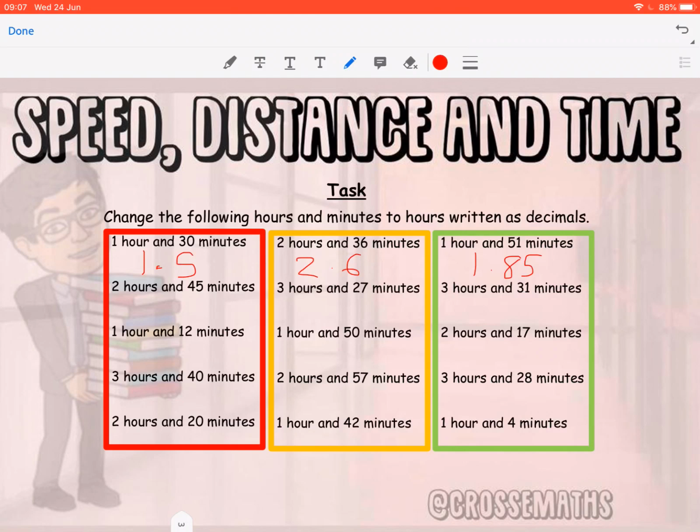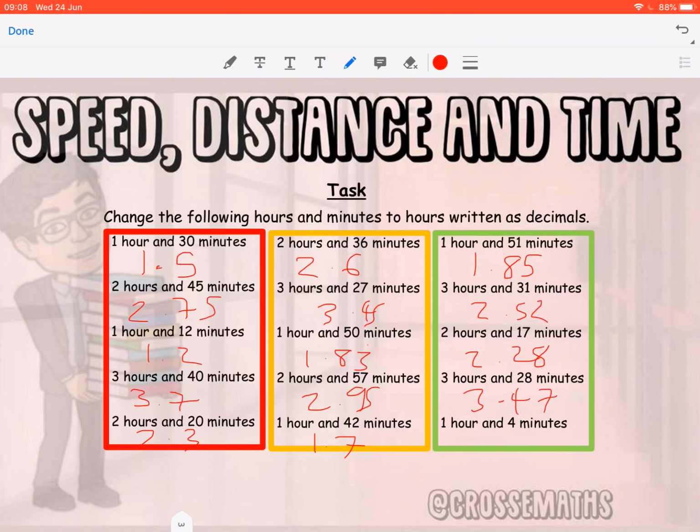Right, guys, the video should be unpaused, so the answers you should have got: 2.75, 1.2, 3.6 recurring, or you could write 3.7. Okay, 2.3 recurring. We got 3.45, 1.83 recurring, 2.95, 1.7, 2.52, 2.28, 3.47, and 1.07. Okay, those are your answers. Okay, make sure those are marked. It's all in hours. Okay, make sure those are marked up for me. That's going to be a really important skill moving on today.